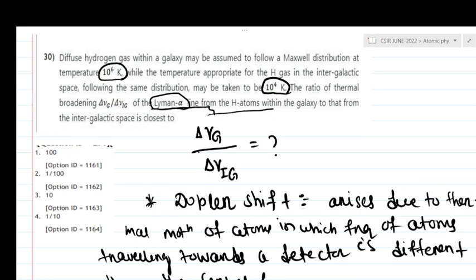Okay, so here the option is 3, so that is the answer.